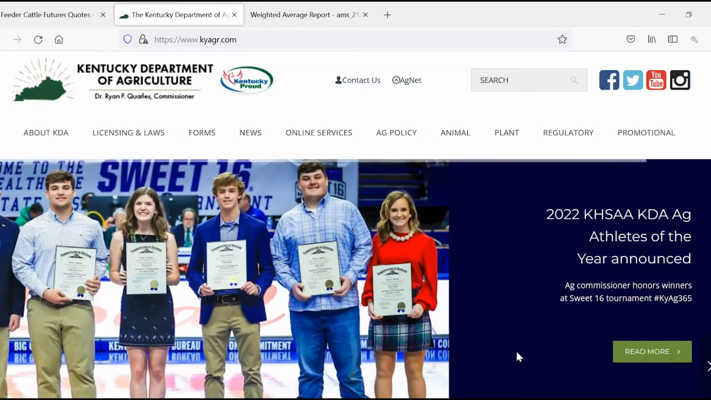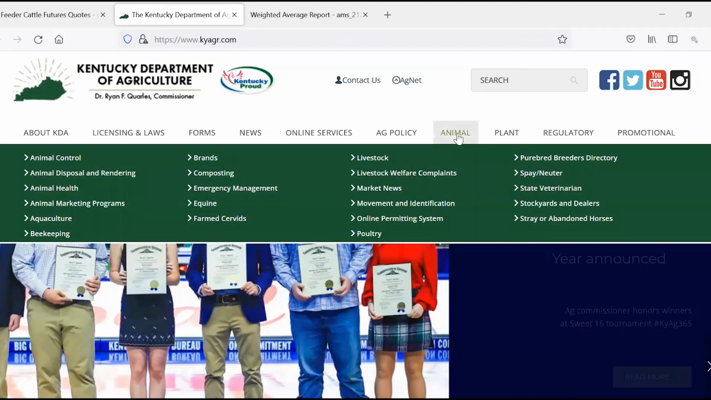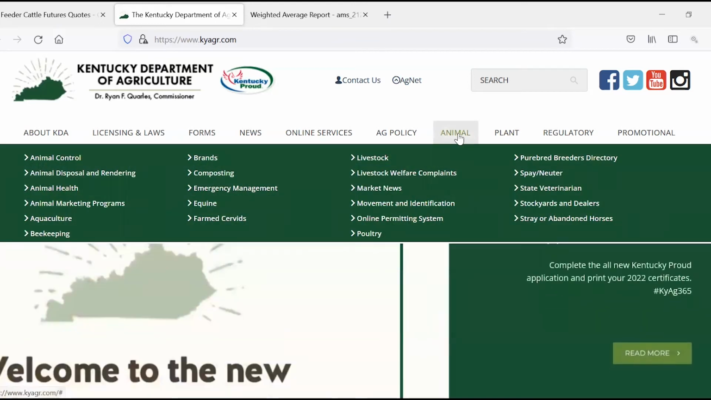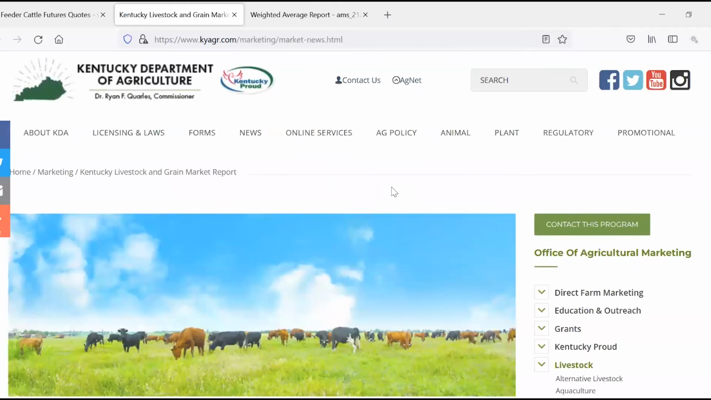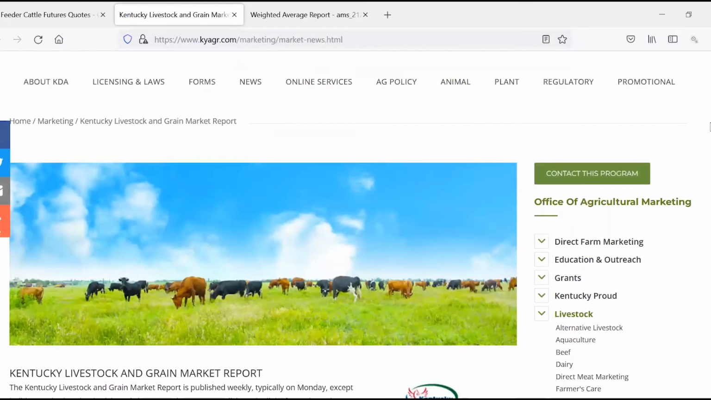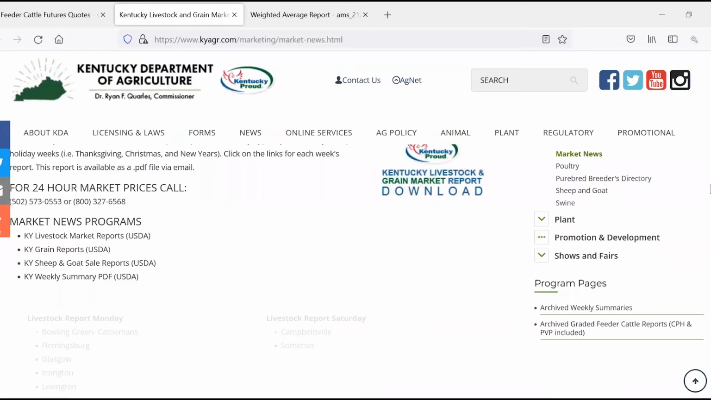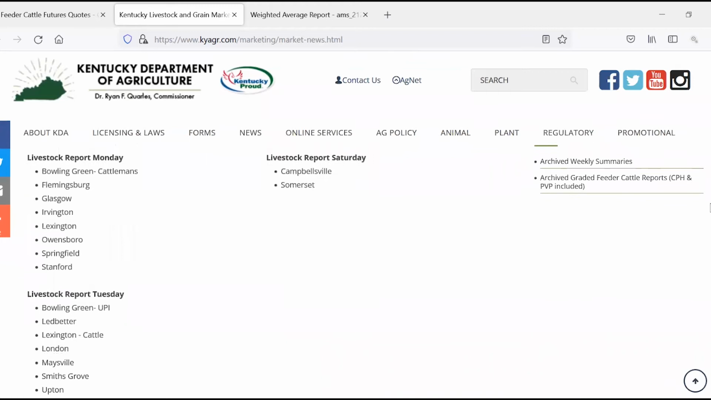I'm starting from the Kentucky Department of Agriculture's main website, www.kyagr.com. To access market information, I'm going to just simply hover over animal. I'm not clicking, I'm just hovering, and I'm going to slide down to market news. When I do this, it's going to bring up a page that has Kentucky's auction yards listed, and they're sorted by day of the week. I've got Monday reports, Tuesday, Wednesday, Thursday, Friday, and a couple on Saturday.